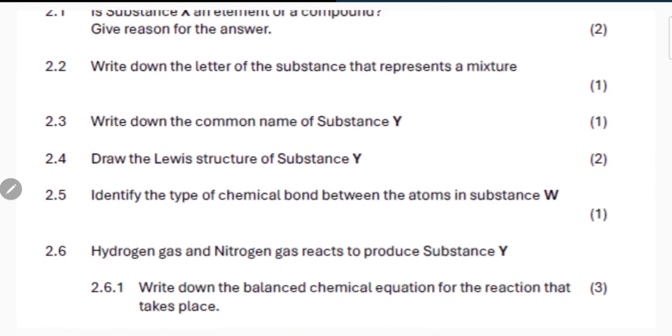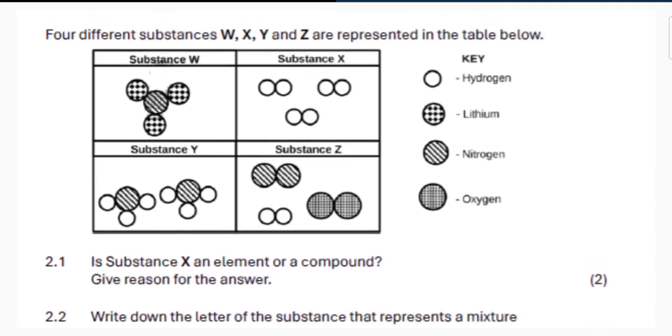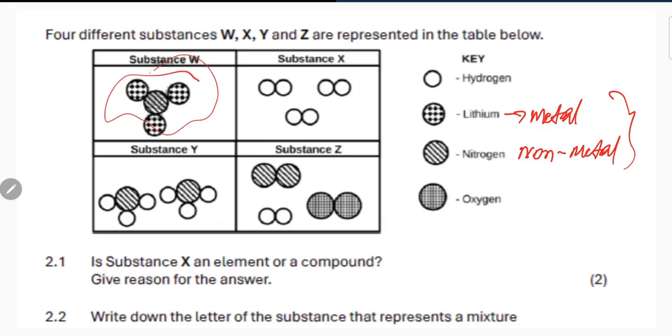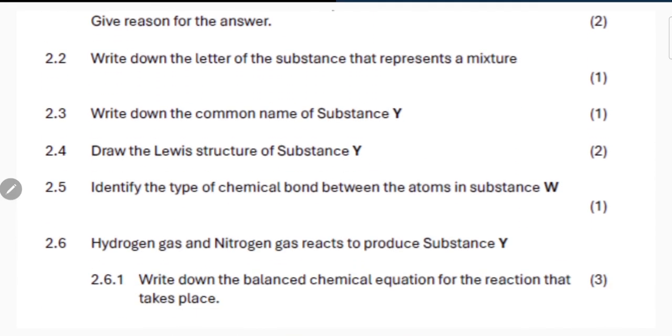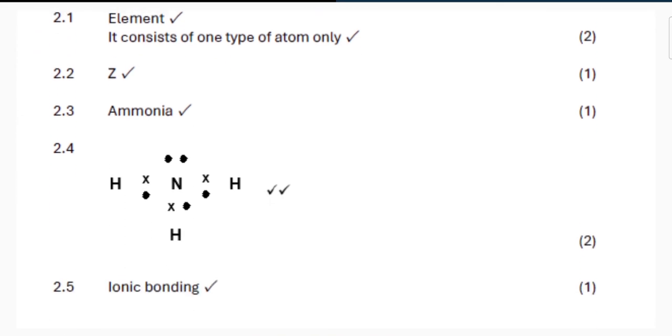So now for W, lithium, metal, then nitrogen, non-metal. So you can see what type of bond will be formed by W. It will be ionic bonding. It's a transfer of electrons.